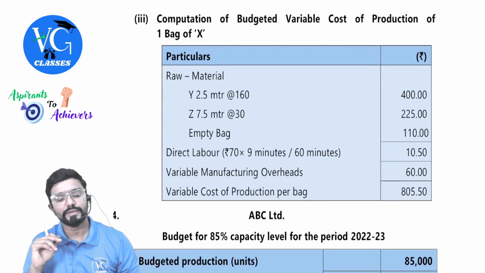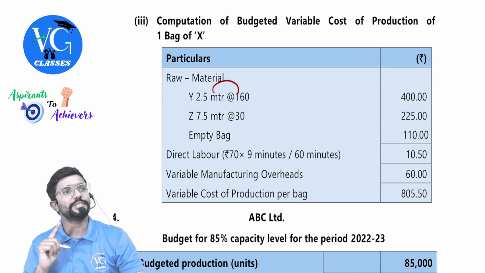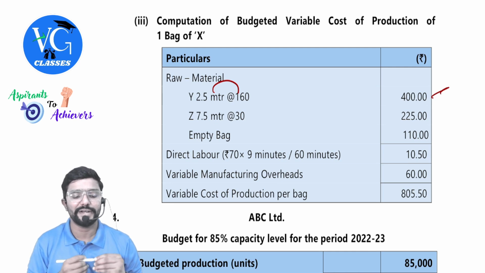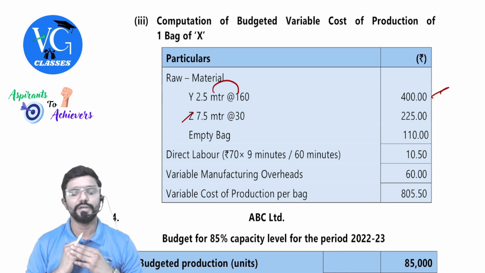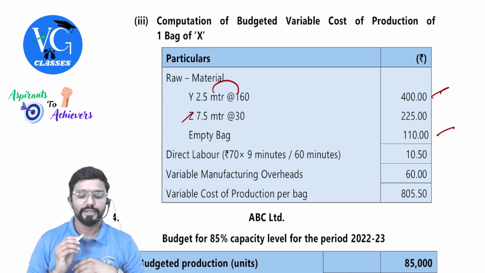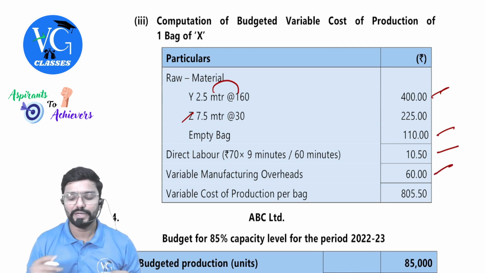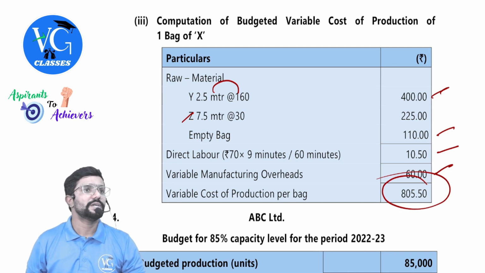Yes, sir. Then variable cost per unit they have asked. Raw material, guys, per unit they have asked. Please be careful. So 2.5 meter into, for each meter, what is the cost? 160. So per unit or per bag is how much? 400 rupees raw material cost. Z, for each unit we require 7.5 meter. For each meter the cost is 30. What is the material Z cost for each bag of X? 225. Empty bag cost is 110. Labor, I already explained this, 10.5. Correct? Yes, sir. Variable manufacturing overhead, they have only given 60. So variable cost of production per bag, 805.50. Guys, please be careful.